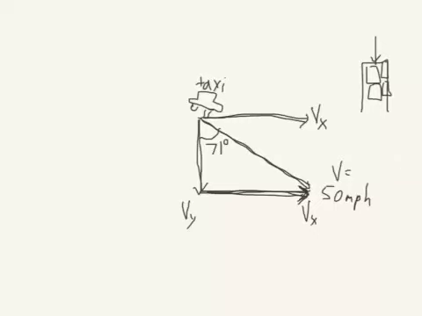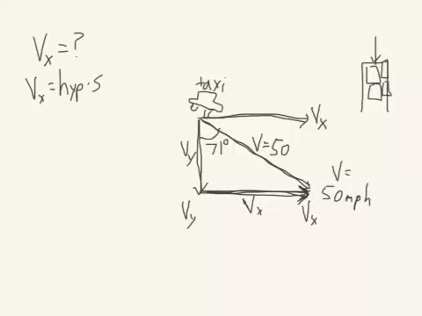So let's look at this triangle. We know this hypotenuse here, this side length, is the overall velocity, which is 50. This side on the bottom is our Vx, and this side is our Vy. And we want to find Vx. Take just a minute to think about how you would do this, knowing that we've got this triangle here and using trigonometry. Hopefully you've decided to find it by multiplying the hypotenuse by sine of 71.